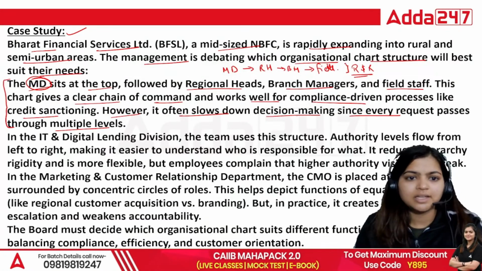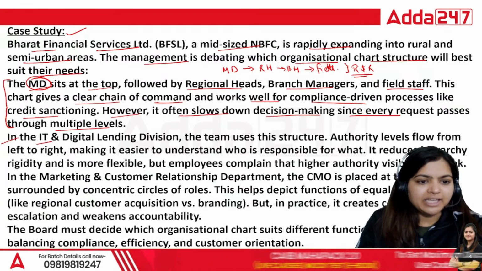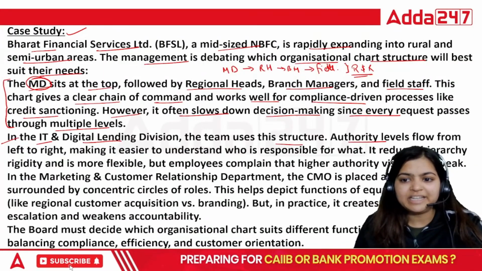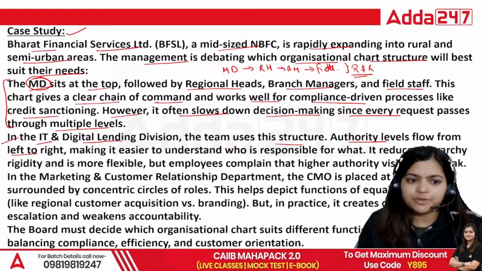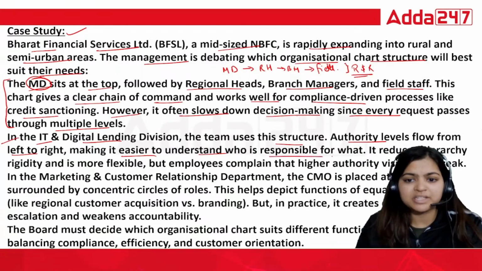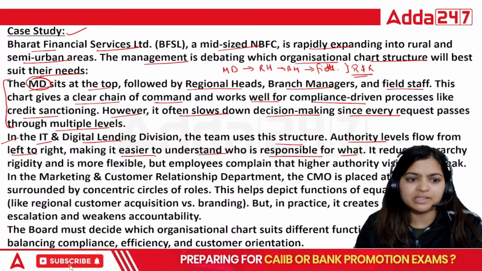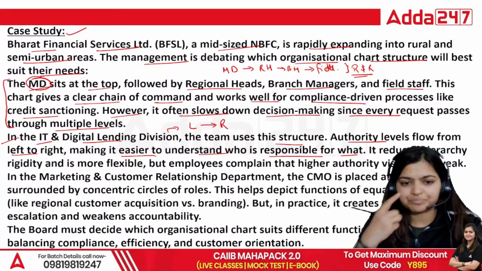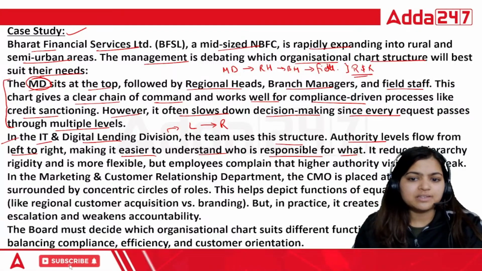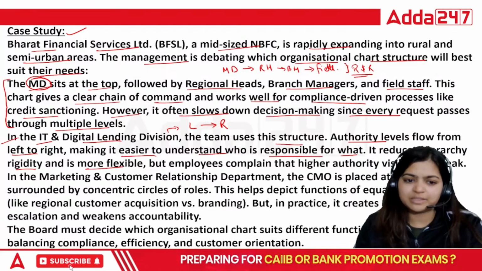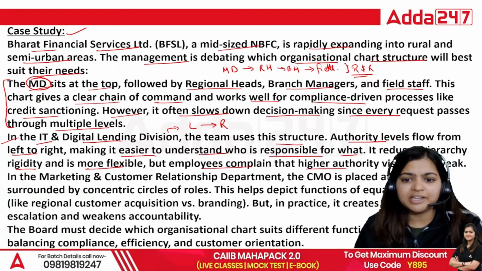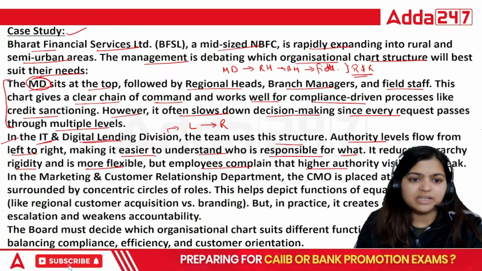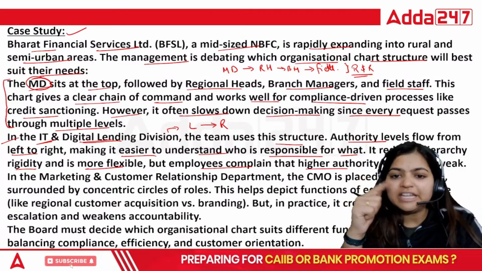Now coming to the next part. In the IT and digital lending division, the team uses this structure. Authority levels flow from left to right, making it easier to understand who is responsible for what. So they are saying that in the IT department division, they are working from left to right. It reduces hierarchy rigidity and is more flexible. But employees complain that higher authority visibility is weak. So in this IT department, they are following a left to right chart.